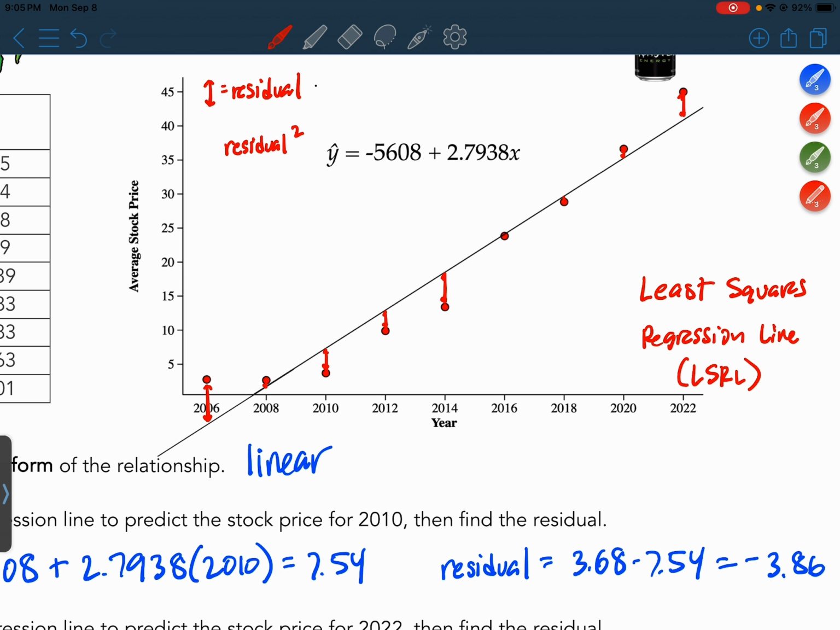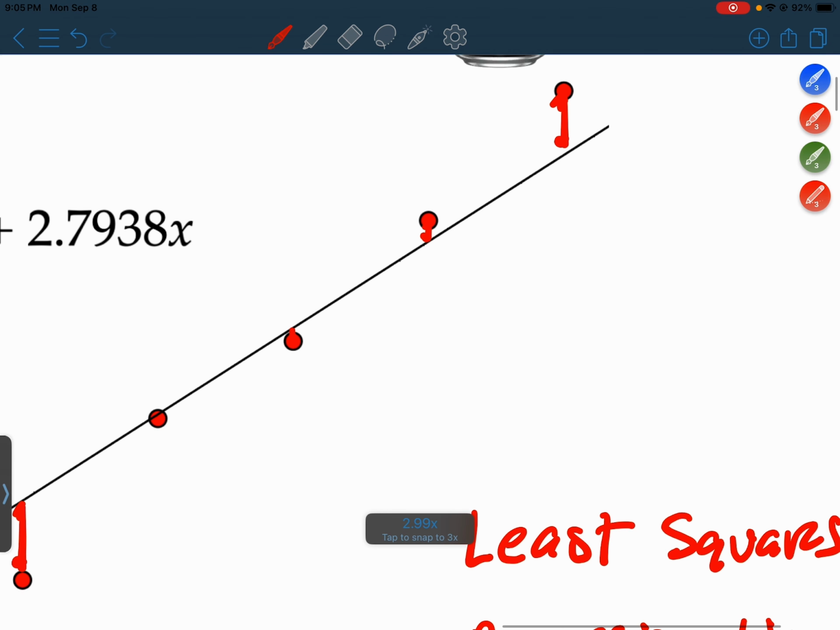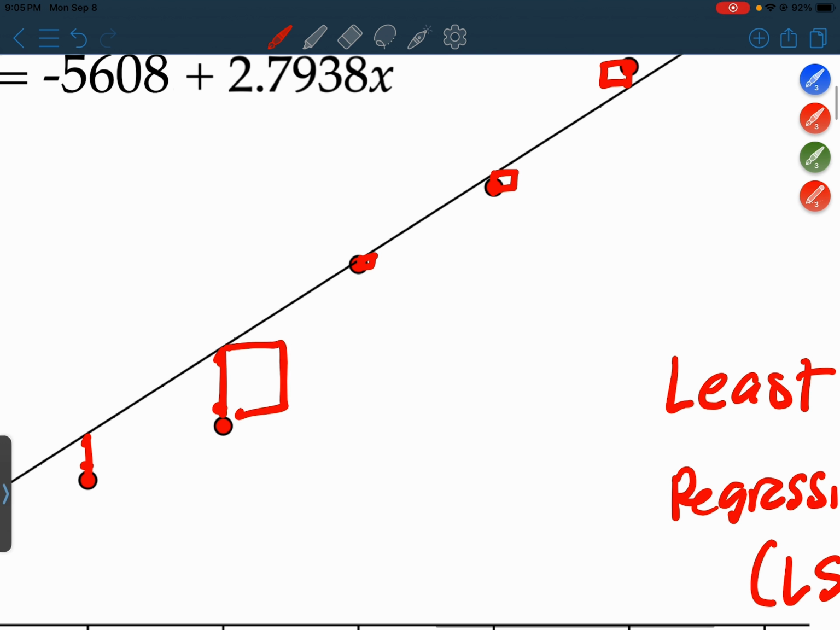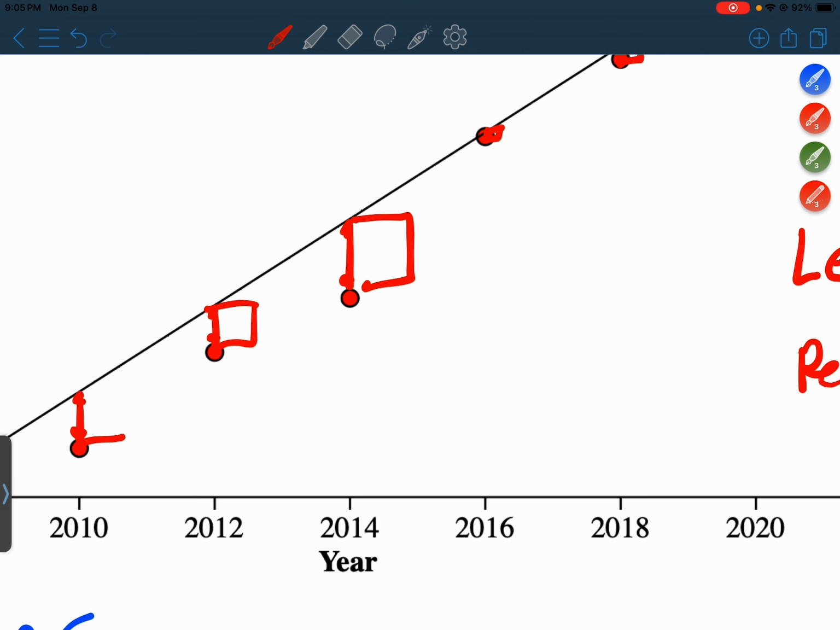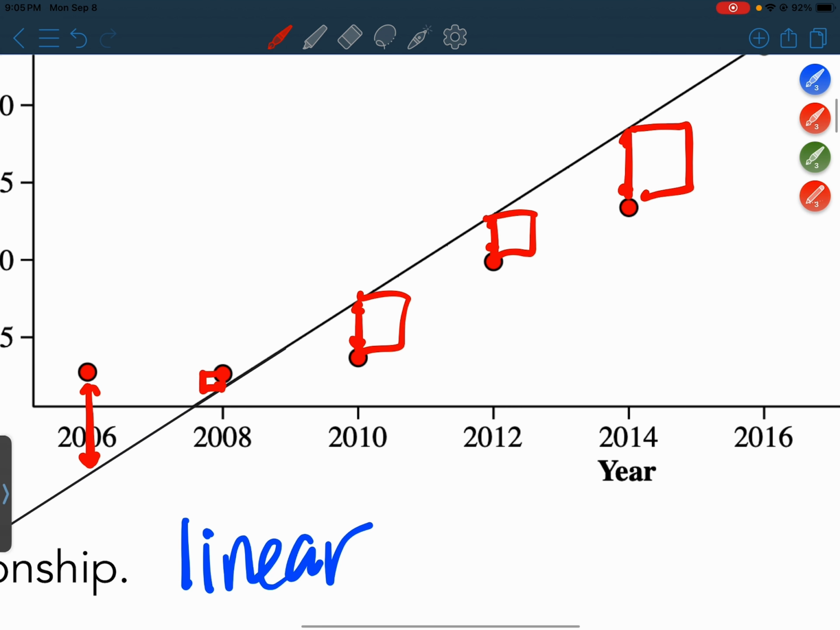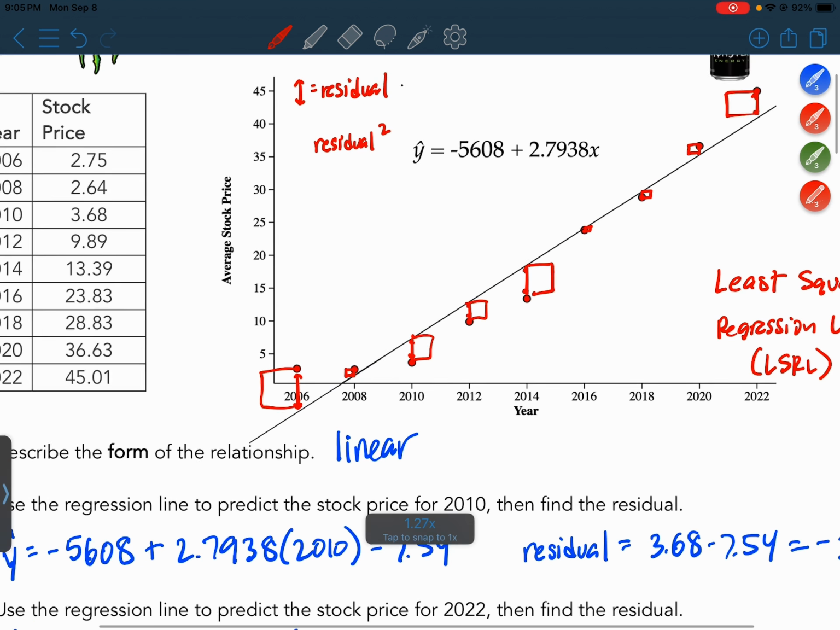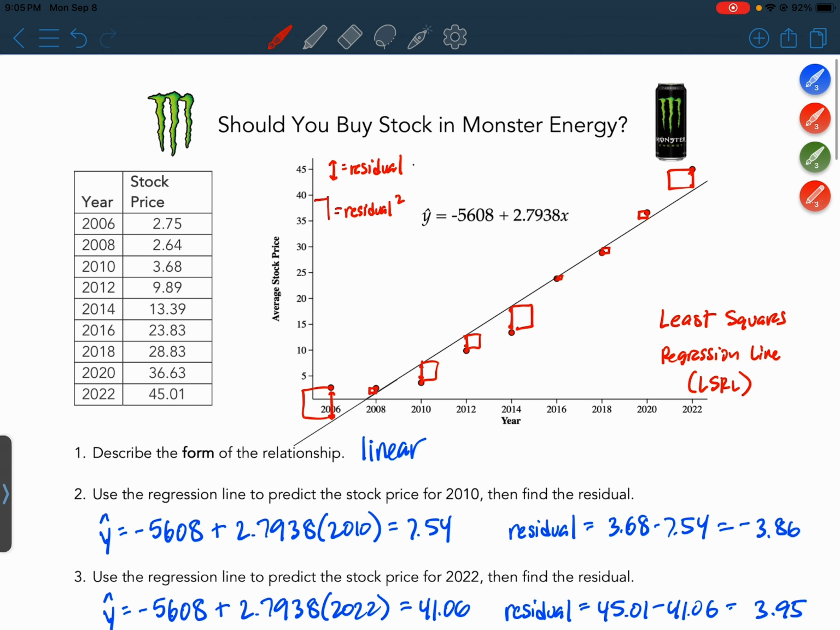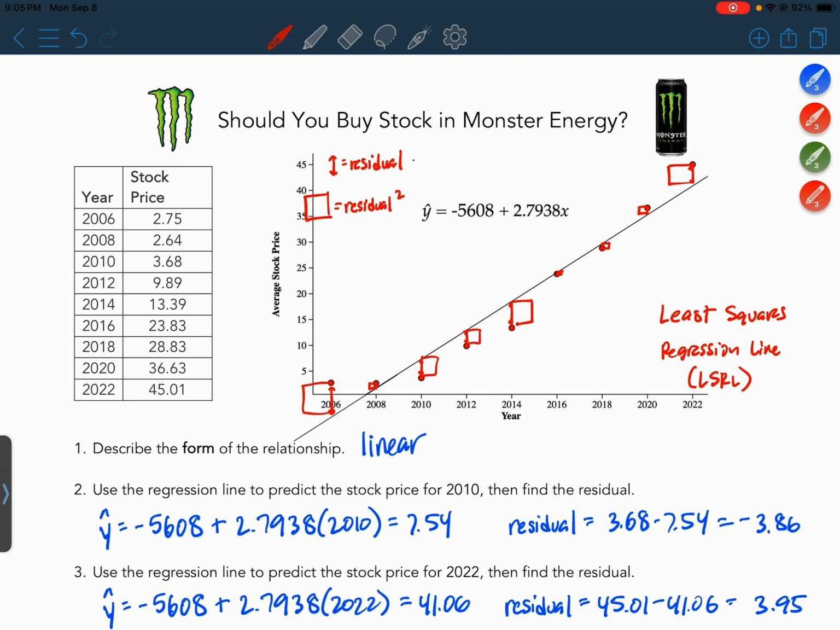Now, the cool thing about this is we can visually represent it by forming a square out of each vertical segment. We can form a square there, square, barely a square, square, small square, big square. So now each square that we've drawn, some big, some small, represents the square of the residual. And now we can think about area. Area is always positive, and we can look at the total area of these squares.